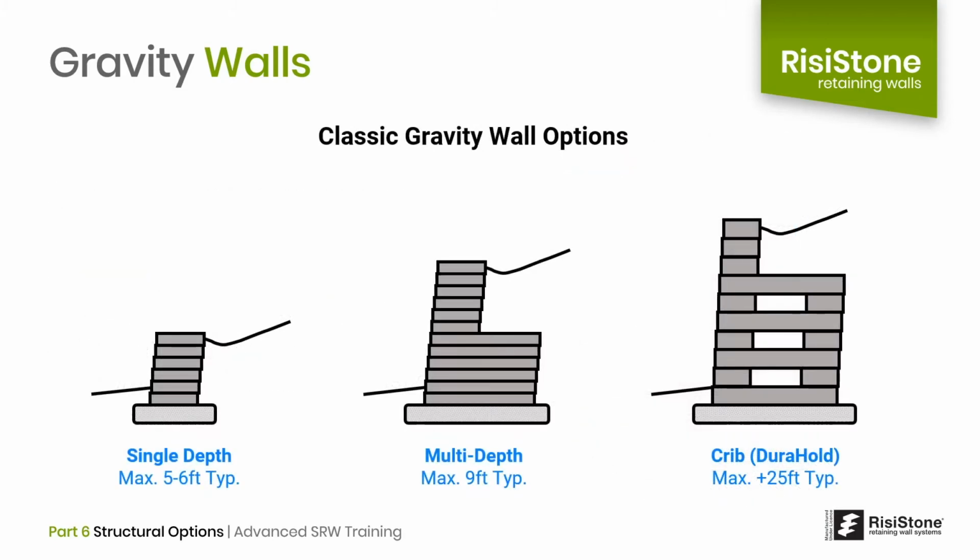The three classic or traditional gravity options are the single depth gravity wall, which is usually for walls up to about 5 or 6 feet in height. Then the multi-depth gravity wall, which is practical for walls up to about 9 feet in height. And finally, the crib wall, which allows you to construct greater heights, such as 25 feet or more.